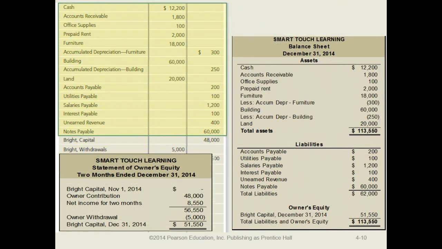For the balance sheet, we need information from a couple of places also. We get the capital amount from the statement of owner's equity. So again, there's a link between the income statement and the balance sheet and the statement of owner's equity. Income goes into the statement of owner's equity. Ending capital from the statement of owner's equity goes into the balance sheet.